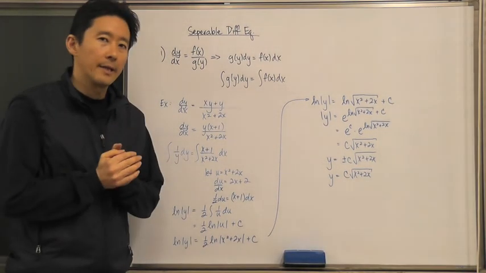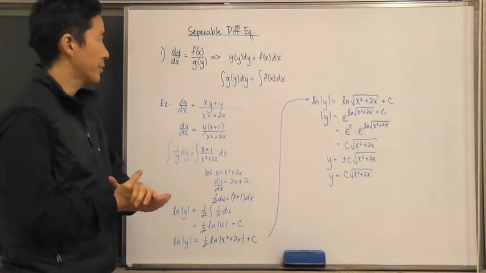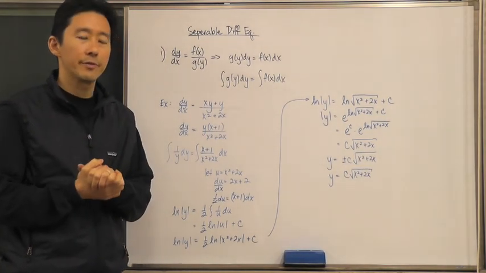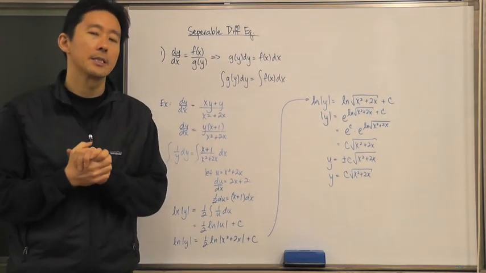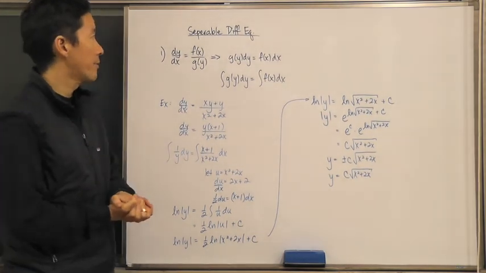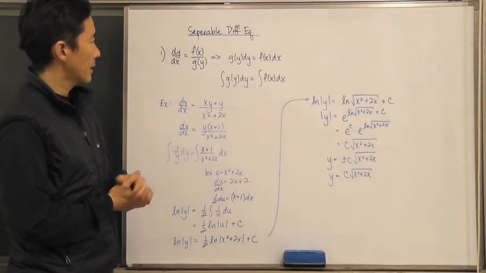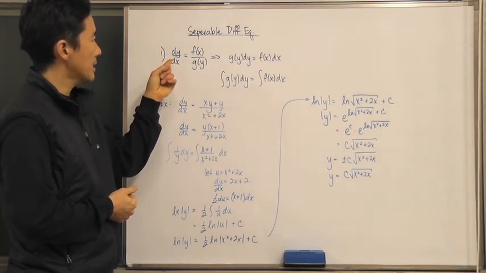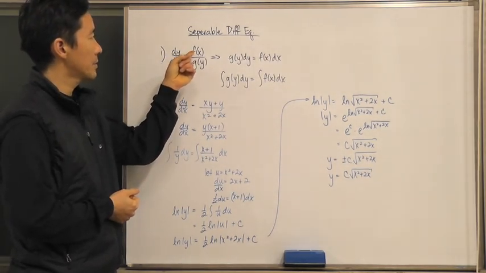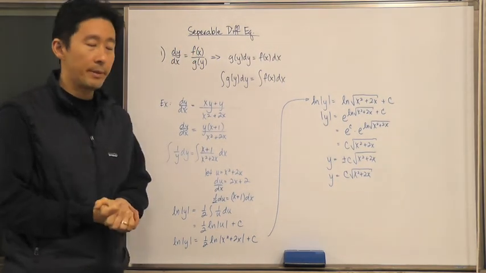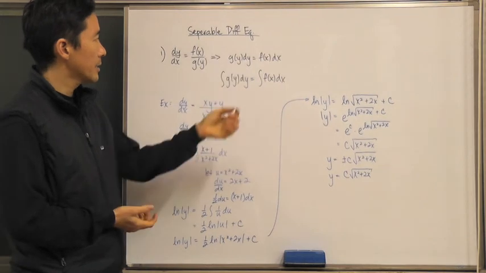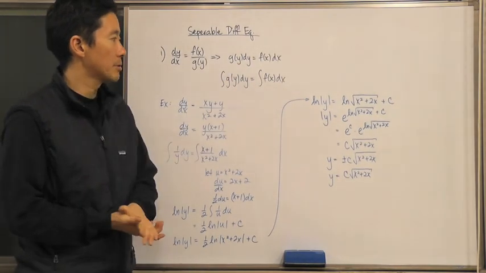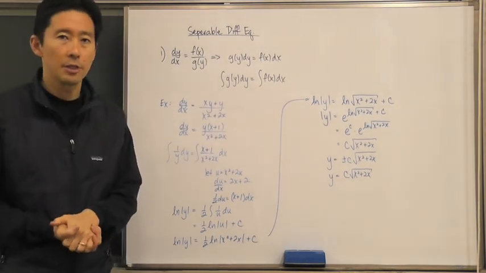Okay, hello everyone. When we take a look at our first order differential equations, one of the first things that we're going to look at is whether or not we can separate the variables. So again, notice that if we can say that dy/dx is equal to some function in terms of x divided by some function in terms of y, then I can separate the variables and integrate both sides to come up with the solution to the differential equation.